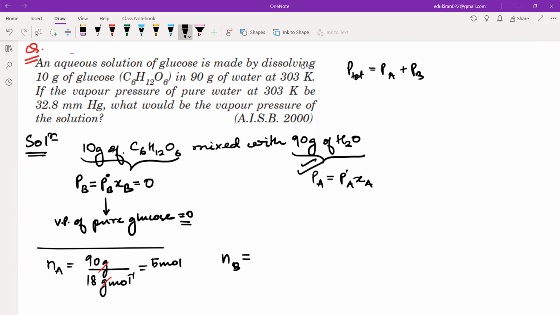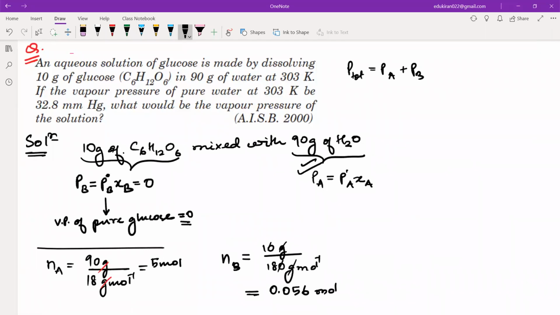Then n B will be equal to, does anyone remember the molar mass of glucose? We did it in class, and I had said to remember it. Yes, Syed Mohammed, thank you very much. 180 grams per mole. If you calculate this now, it will be 0.0555, so 0.056 moles.